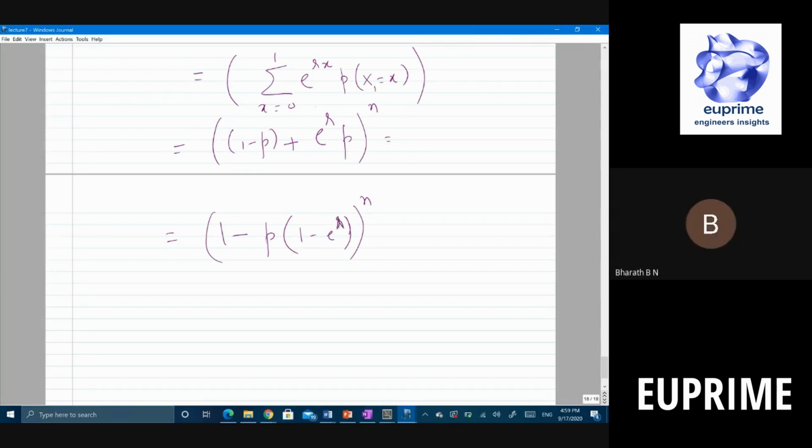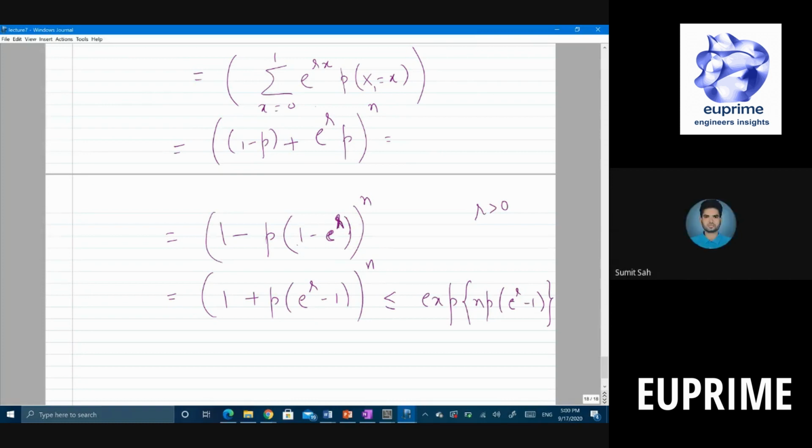The assumption here is that, of course, r is positive. So what will happen to this term here if r is positive? That's what we want. If r is greater than 0, e power r will be greater than 1. So this will be negative, and therefore I can write this as 1 plus p into e power r minus 1 whole power n. Is this fine? So this is less than exponential of np times e power r minus 1. I can do that since 1 plus x is less than or equal to e power x, right? I hope this will work. I'll try.